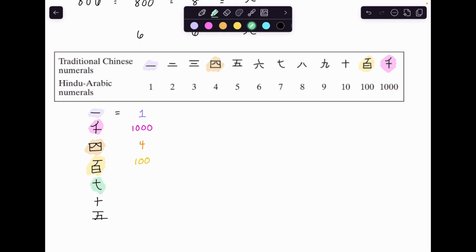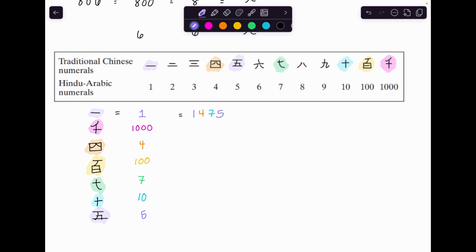Then moving on, that is representing 7. This symbol is our 10s, so it means we have 7 10s. And then last but not least, ran out of colors, we have this symbol here, which is 5. So that is our 1s position. So we really have 1,475. Okay.